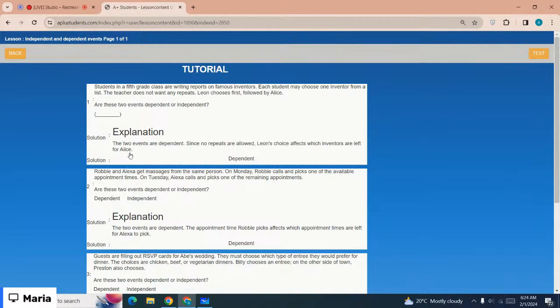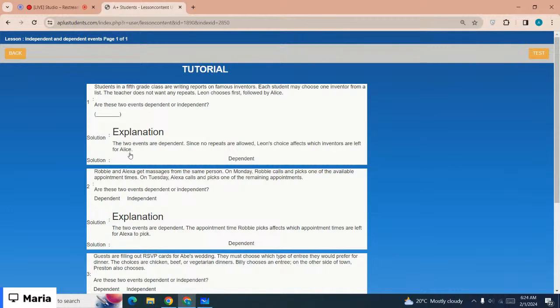Let's just first discuss. So when you have two events, if the probability of the first event affects the probability of the second event, that means the events are dependent, right? And if the probability of the first event does not affect the probability of the second event, that means the events are independent.